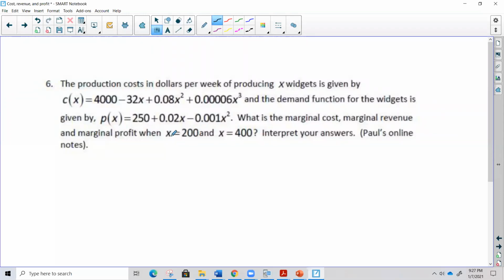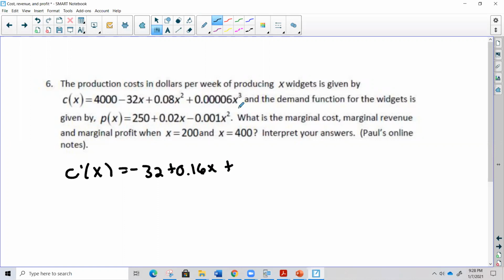Okay, so for this problem, we're going to start with the marginal cost because that's what it asks for. So they give me the cost function. The marginal cost is always the derivative of the cost function. Okay, so the derivative of 4,000 is 0. Negative 32x is negative 32. 0.08 x squared is plus a 0.16x, because 0.08 times 2 is 0.16, and 2 minus 1 is x.